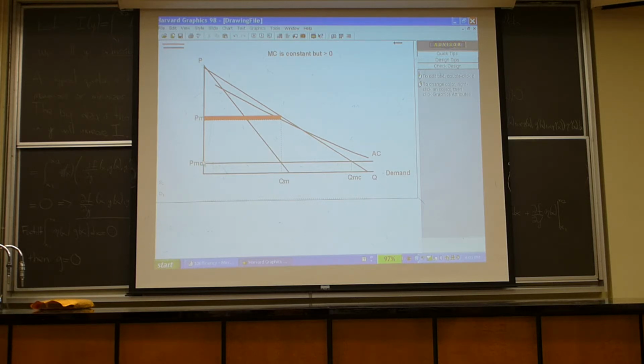Can the private company charge this price? Yes or no? Can they or not? Tell me, you're going to shake your head. Go ahead, why not? It's under average cost. Yes. The private company, if this was the 407, they cannot charge this price because they would have an economic loss and they wouldn't operate.